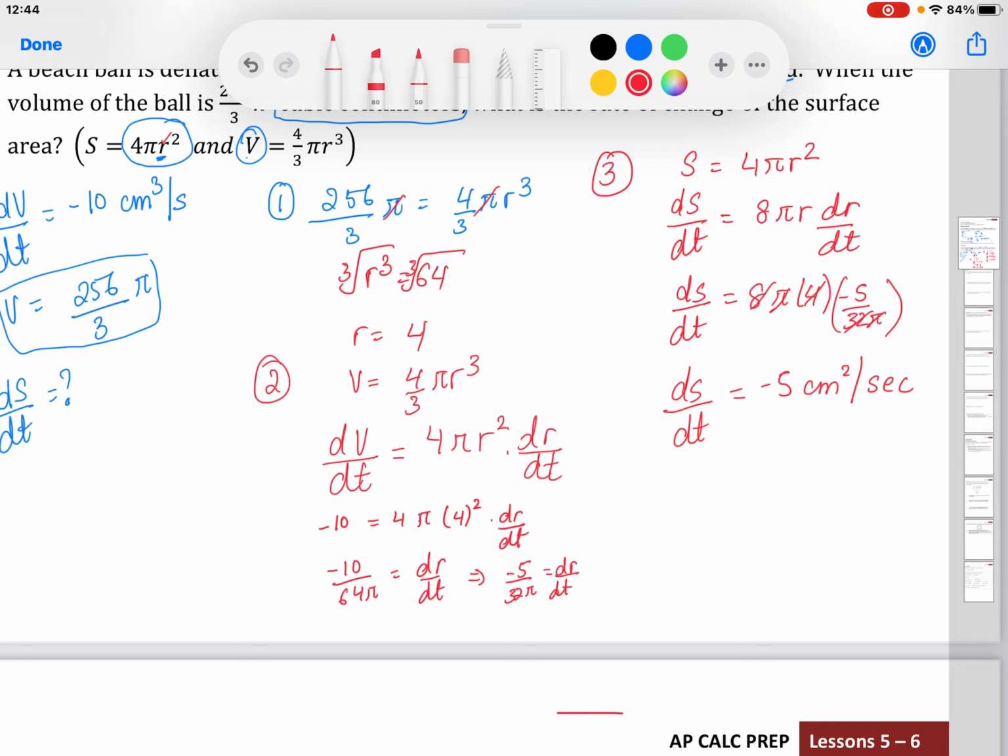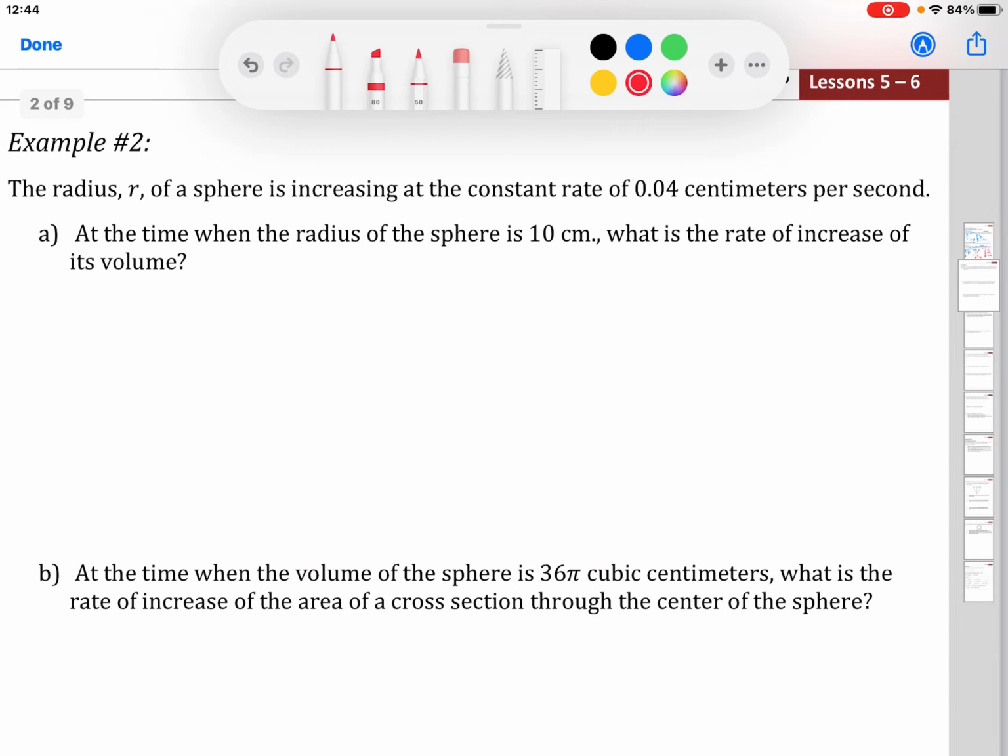Again, it did not ask you for the units, so if you're not sure, don't write it. But if you write it and they're wrong, then you lose points. So I just want to highlight that. Okay, let's do another question.